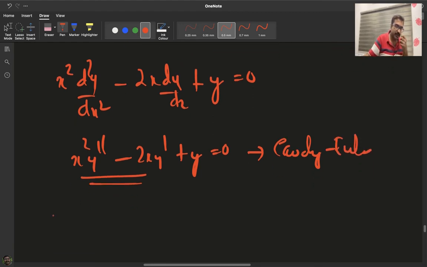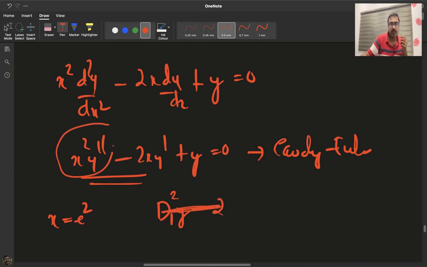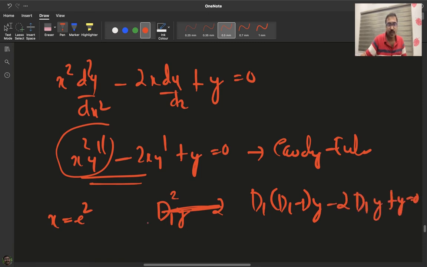My substitution is simply x is equal to e raised to z. When I substitute it, what will happen? This equation will convert into D1. So x square y double dash will be converted into D1 into D1 minus 1. Remember that D1 into D1 minus 1 of y minus 2 D1 of y plus y is equal to 0, where D1 is simply d by dz.